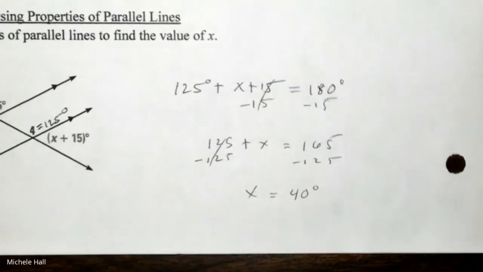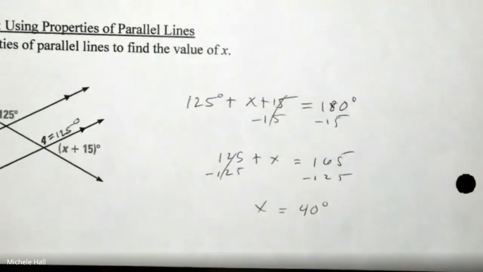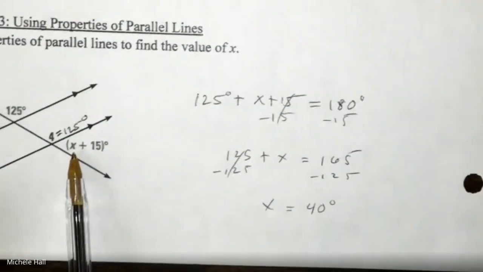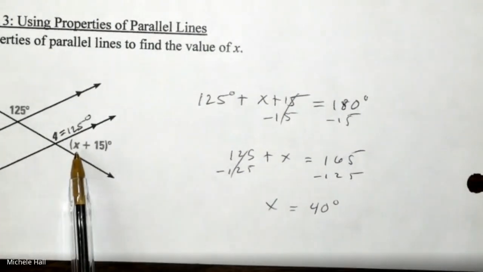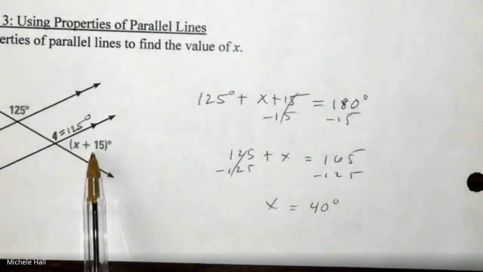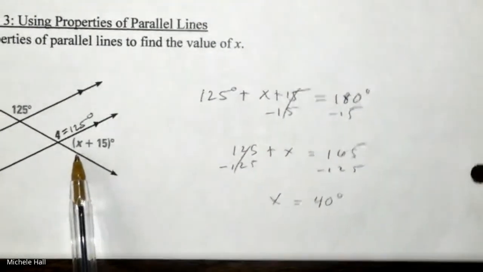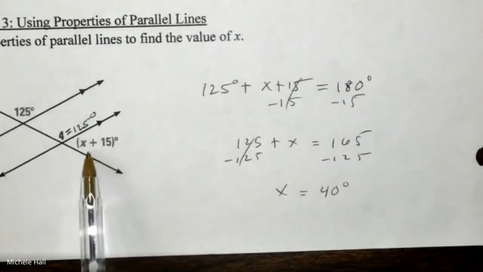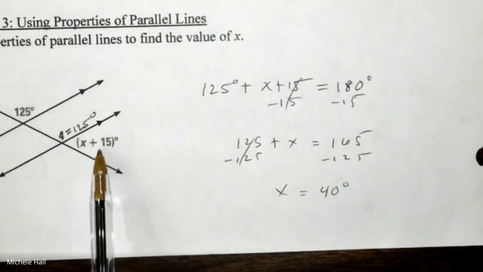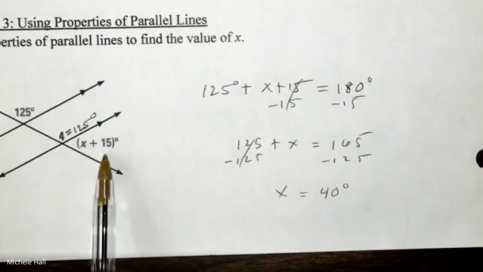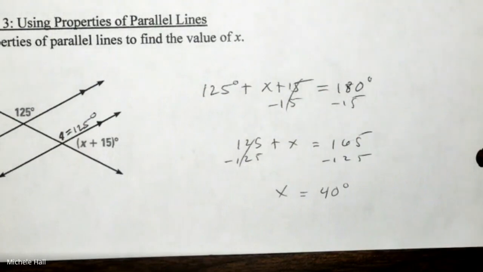I'm going to check my answer now to see if it's true. Let's check the answer and see if it's true. I'm going to put 40 in here for x. How much would that be? X plus 15. 60. That can't be true. How much is 40 plus 15? And then 55 plus 125, does that equal 180? I did get it. Good job.